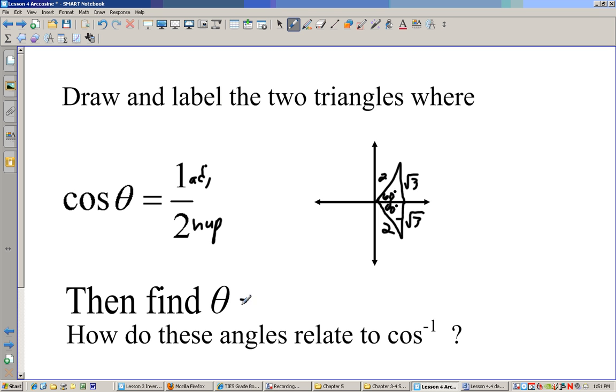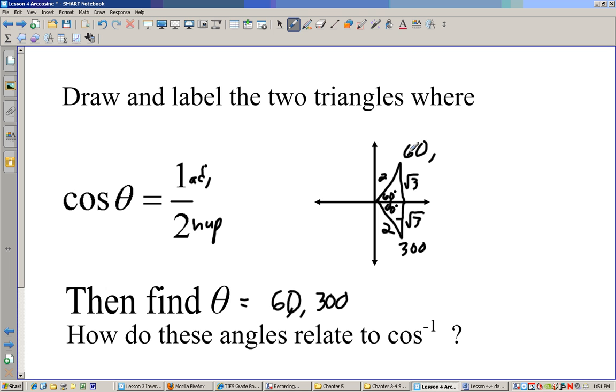So if we want to find the values for theta that make this true, it'll be 60. I should put a 0 there. This is 300. And then this doesn't give us a limitation. It doesn't say find all the values between here and here. It just says we have to find all the values. So we have to keep going.